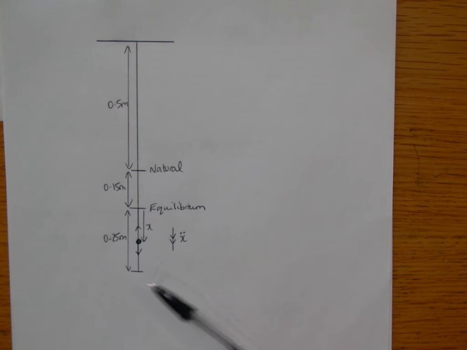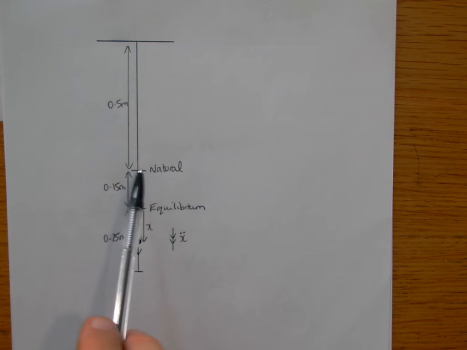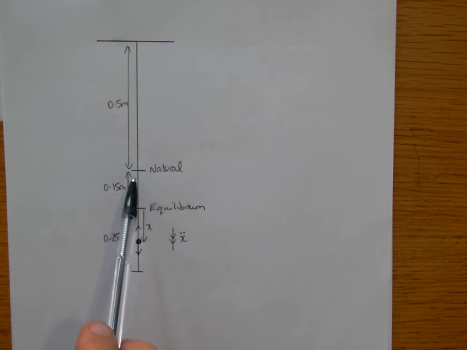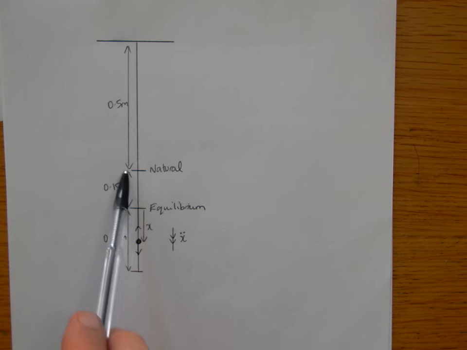Okay, so we now need to consider that this body is now being pulled down a distance of 25 centimeters and released. If we look at the diagram I've sketched here, you've got the natural position of the spring, which is 0.5 meters, 50 centimeters. But if, of course, a weight is placed on the end of the body, there's going to be a stretch due to gravity. And we worked out in the first video that that was 15 centimeters.